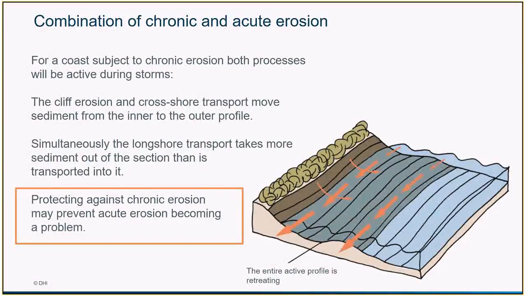Very often during episodic storms or events, we can have both types of erosion occurring at the same time. The cross-shore erosion takes the sediments from the upper part of the profile to the outer profile, and at the same time, the longshore currents take the sediment out of the section. If a shoreline is prone to chronic erosion, at some point in time, the shoreline will retreat to a point where the variability of the profile due to acute erosion is unacceptable. Therefore, it's important to keep in mind that protecting against chronic erosion may prevent acute erosion from becoming a problem.